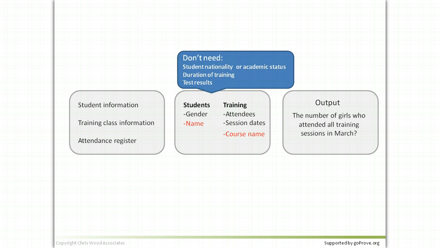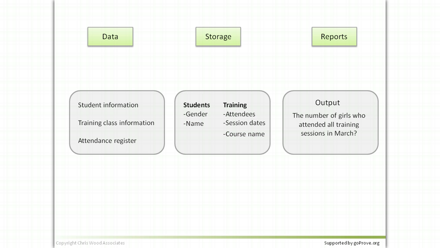What we do not need to collect is the student's nationality or their academic status. We don't need to capture the duration of training, and we don't need test results. They do not help us answer that question. What we're seeing here is various levels of information that we need. In order to create the report that we require, we have to store some information, and we have to make sure that we collect that data.